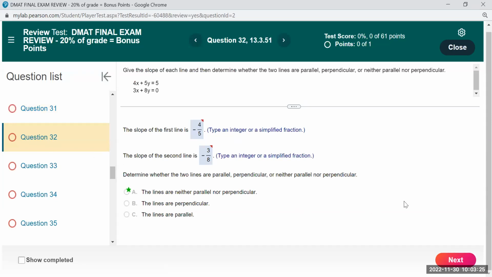Okay. Given this, give the slope of each line and then determine if the two lines are parallel, perpendicular, or neither. So 4x plus 5y equals 5, and 3x plus 8y equals 0. Parallel, perpendicular, or neither.